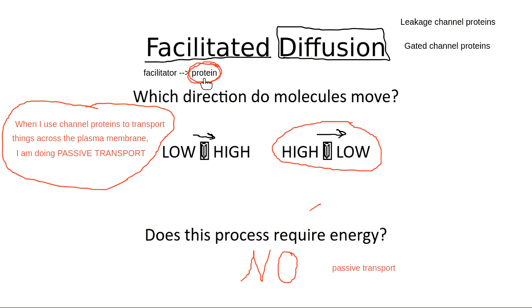Here's our reminders: because what I'm moving is an ion, it has a charge, or because what I'm moving is polar, or because what I'm moving is hydrophilic. Because I'm moving something that doesn't play nice with the middle of the plasma membrane, I use a protein to make it get through. That's facilitated diffusion. I go from high to low using a protein.